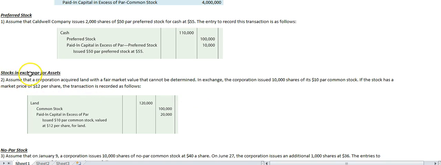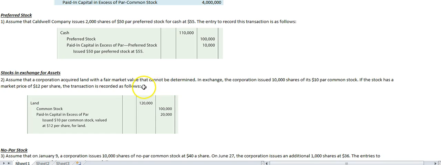In this case, stocks in exchange for assets. Okay, so you're not exchanging it for cash, you're exchanging it for certain assets. Assume that a corporation acquired land with a fair market value that cannot be determined. In exchange, the corporation issued 10,000 shares of $10 par common stock. If the stock has a market price of $12 per share, the transaction is recorded as follows.